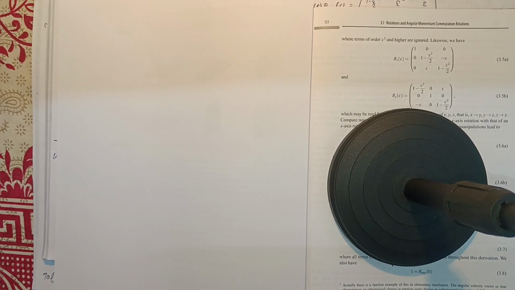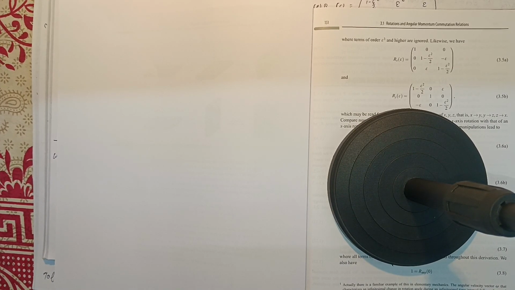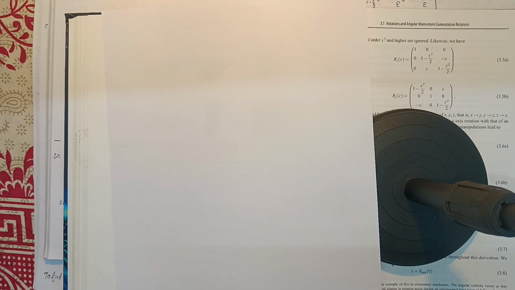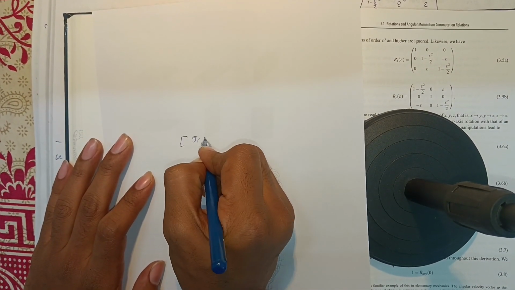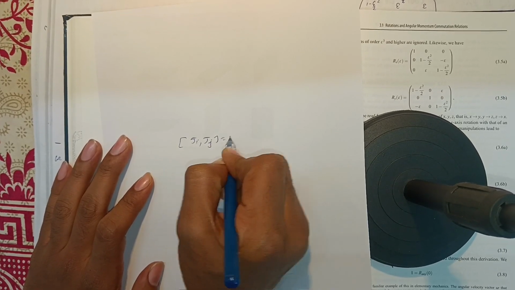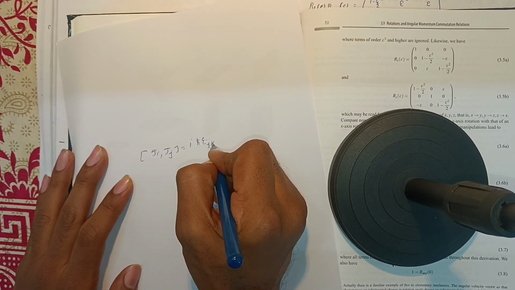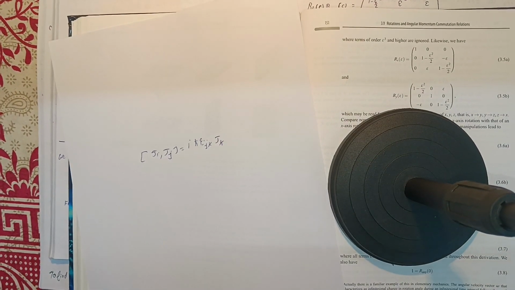So, hello guys. In this video, I am going to tell you something which most coaching and other people don't explain like this. Here, I will just explain why [Ji, Jj] equals i ħ ε_ijk J_k. I will only explain this.